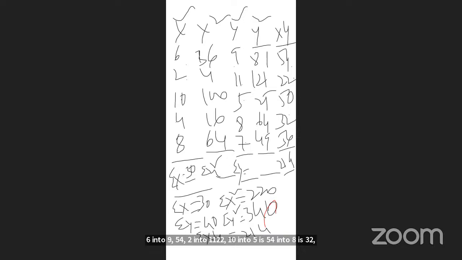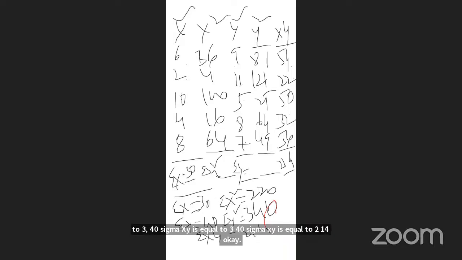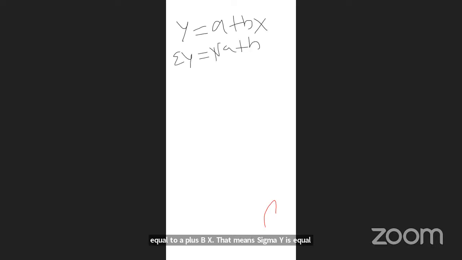Got it? Yes, ma'am. Please remember: sigma X is equal to 30, sigma X square is equal to 220, sigma Y is equal to 40, sigma Y square is equal to 340, sigma XY is equal to 214. Okay? Yes, okay, ma'am. I'm rubbing this. Now, Y is equal to a plus bX. That means sigma Y is equal to na plus b into sigma X.